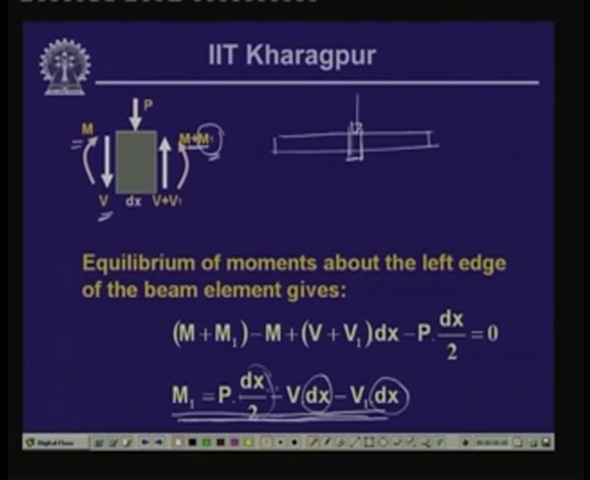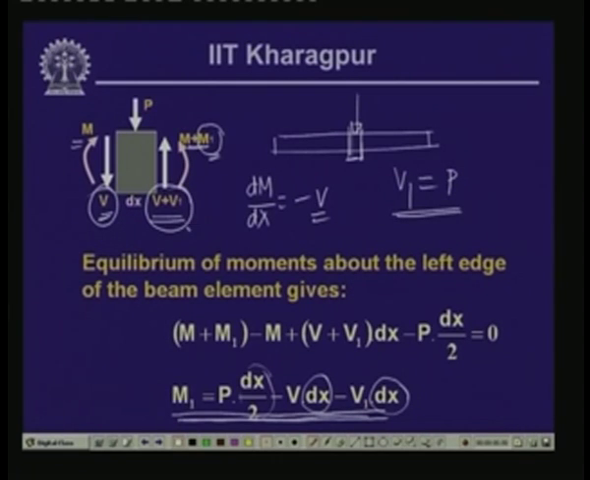But there will be a change in the rate of change of the moment. On this side, as we have seen, dM dx equals minus V. On this side we have V, and on this side we have V plus V1, and as we have seen from vertical equilibrium, V1 equals P. So, on this side the rate of change of moment dM dx is equal to the negative of V plus V1. Here there will be a change of the order of P from the left hand side.